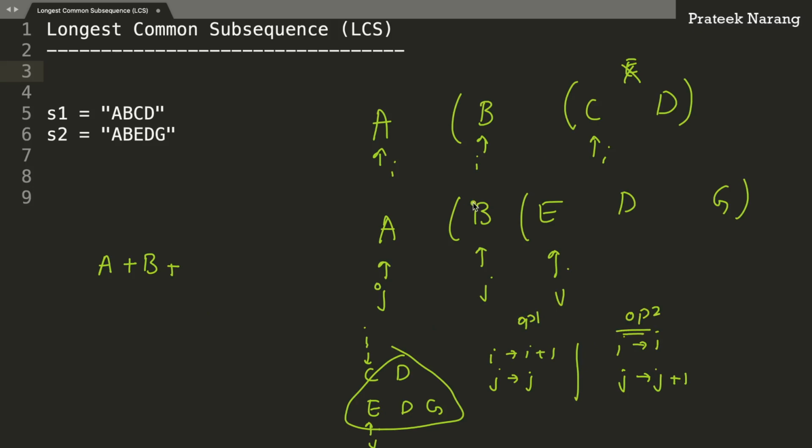So what I've said is, if you have this problem, CD and EDG, you will try to solve two subproblems. One is D and EDG, and another is CD and DG, right? So at one time you are removing E, at another time you are removing C. And now you may ask about the case when we are ignoring both of them. That case will be automatically generated from this point.